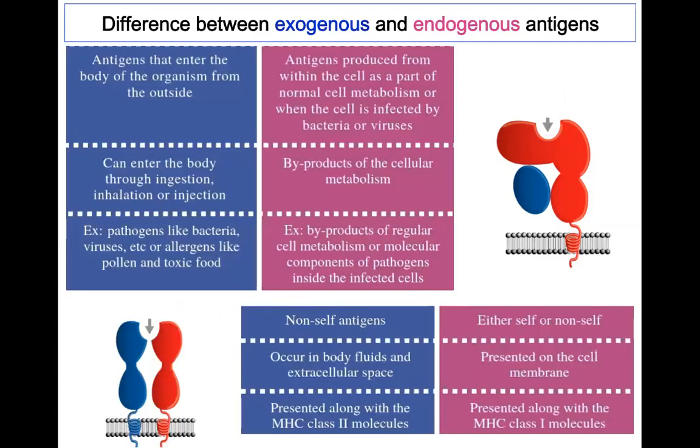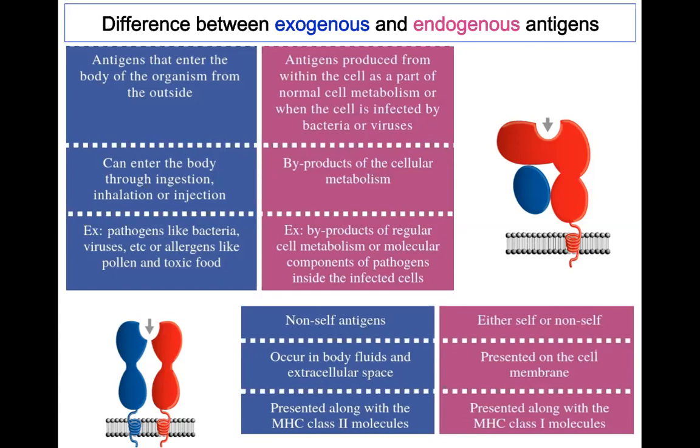So let's see the difference between exogenous and endogenous antigens. If you look here, we presented one in bluish color, so you can see the exogenous one. We will compare between these two. Antigens that enter the body of the organism from outside, as the name says, exo means outside, something coming from outside, are called exogenous. And if you talk about the other one, these are antigens produced from within the cell as a part of normal cell metabolism, or when the cell is infected by bacteria or viruses.